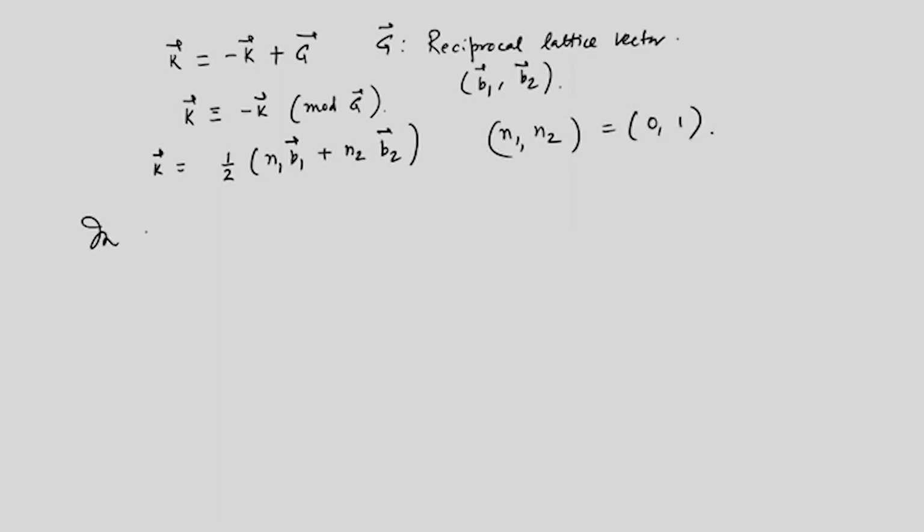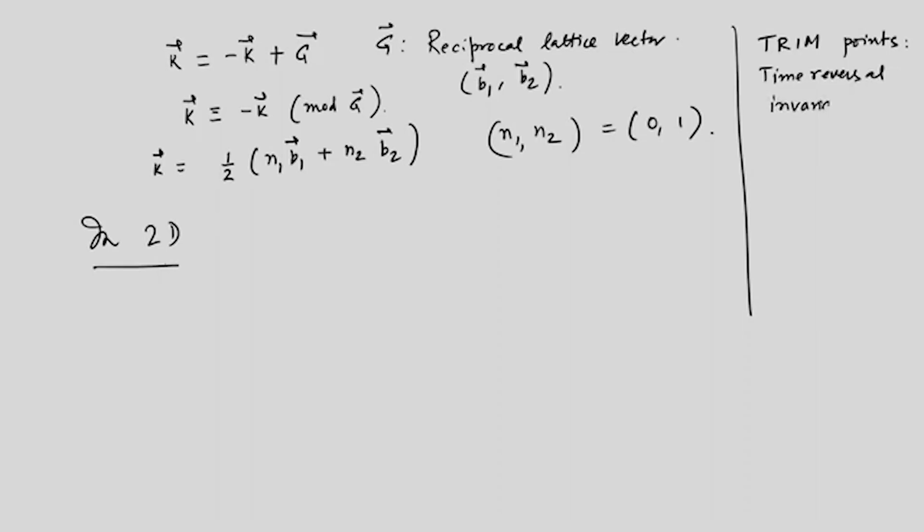So in a 2D system, we are trying to calculate the TRIM points. Let me write down. TRIM points mean time reversal invariant points. And in 2D there are 4 TRIM points corresponding to n1 and n2 being 0 and 1.